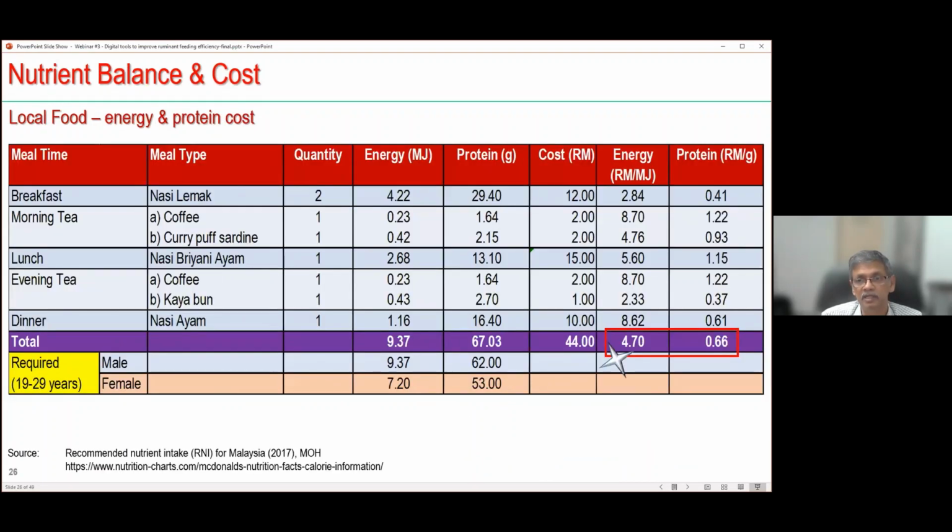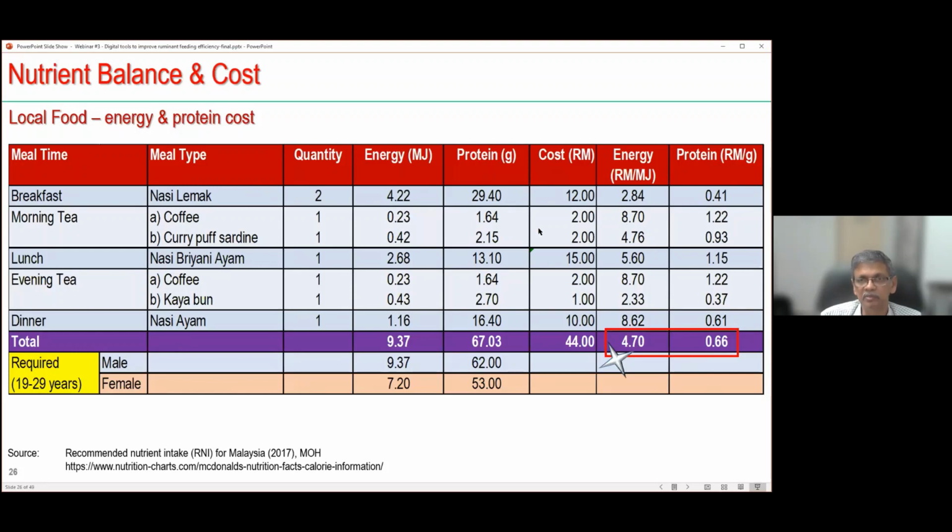So tapi the other important thing is what is the cost of the energy per unit. Di sini I just break down to show you. Energy cost is RM470 per megajoule, and this is 60 cents per gram protein. So this is important because kalau kita buat sistem digital, it is based on the cost of the energy per unit.